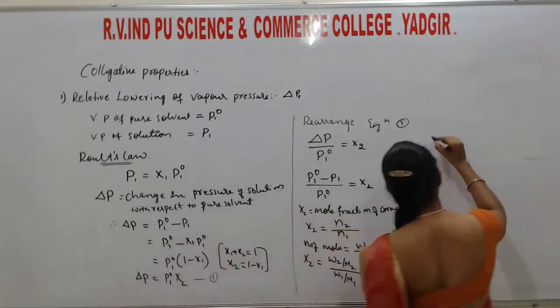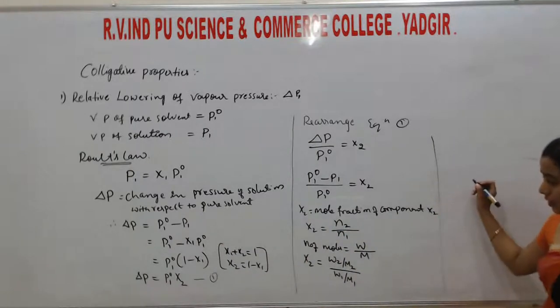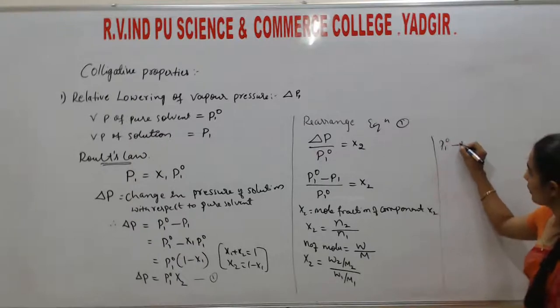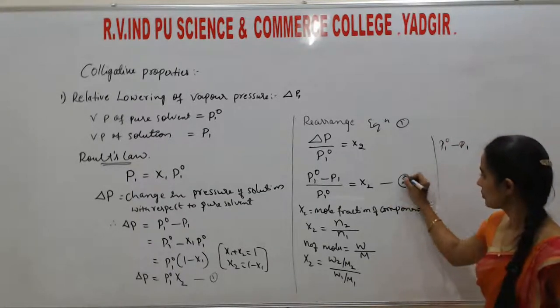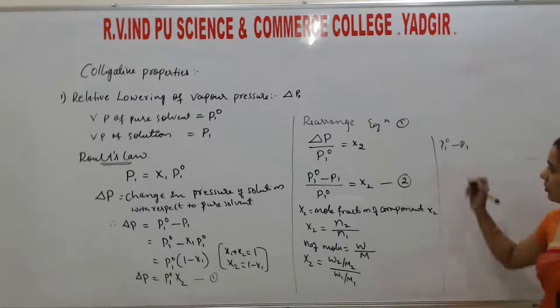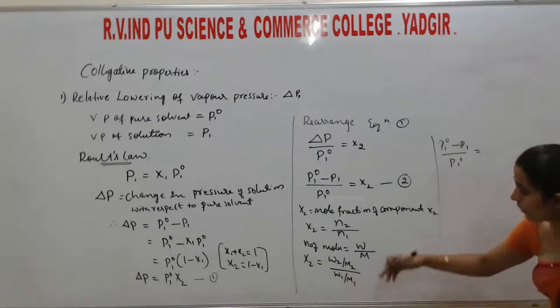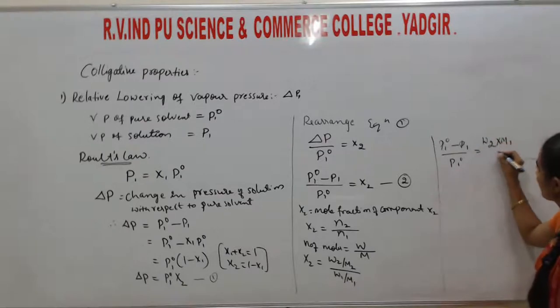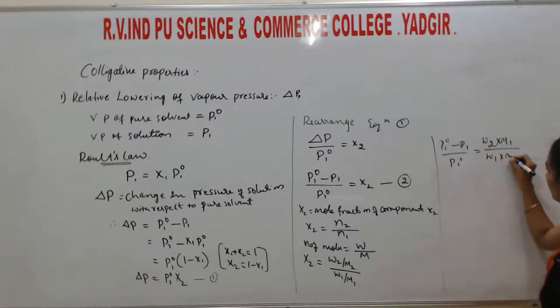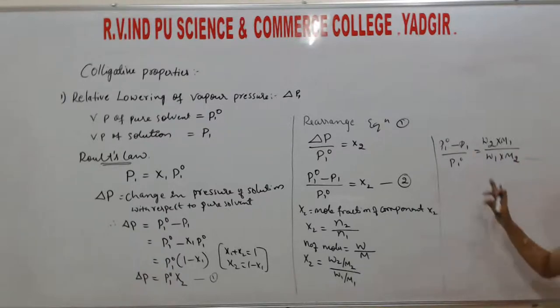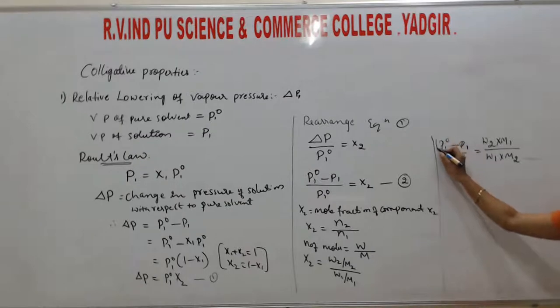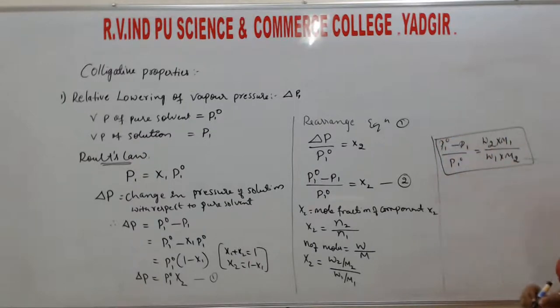If you write it again, students, we will get P1 naught minus P1 by P1 naught. Assume this is equation 2. Substituting the x2 value in equation 2, we get P1 naught minus P1 by P1 naught is equal to W2 by M2 divided by W1 by M1. Then it goes up like this: W2 M1 by W1 M2. This equation shows the delta P value, the relative lowering of vapor pressure.